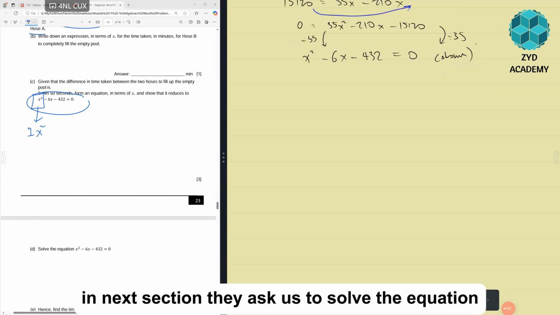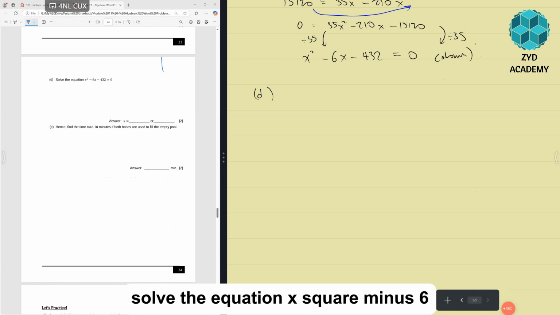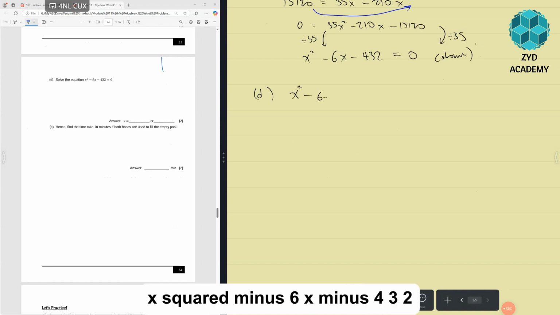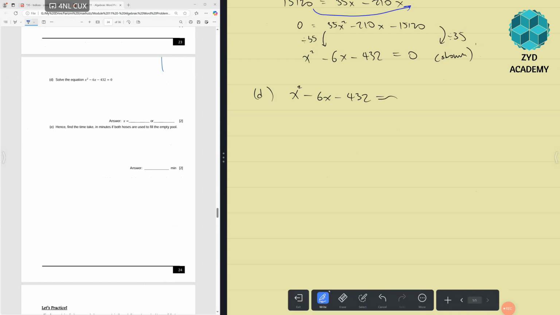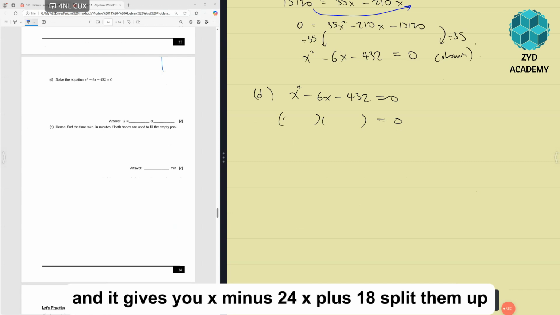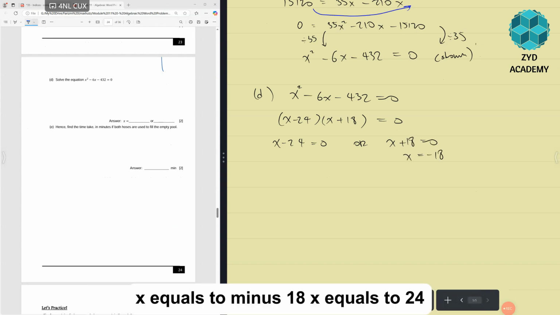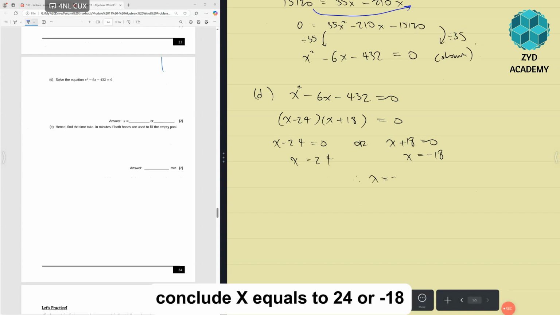In the next section, they ask us to solve the equation. Hence, solve the equation x squared minus 6x minus 432. We can use our calculator method and check whether it's a rational answer first. It gives you x minus 24, x plus 18. Split them up: x minus 24 equals 0, or x plus 18 equals 0. x equals 24, x equals minus 18. Okay, conclude x equals 24 or negative 18.